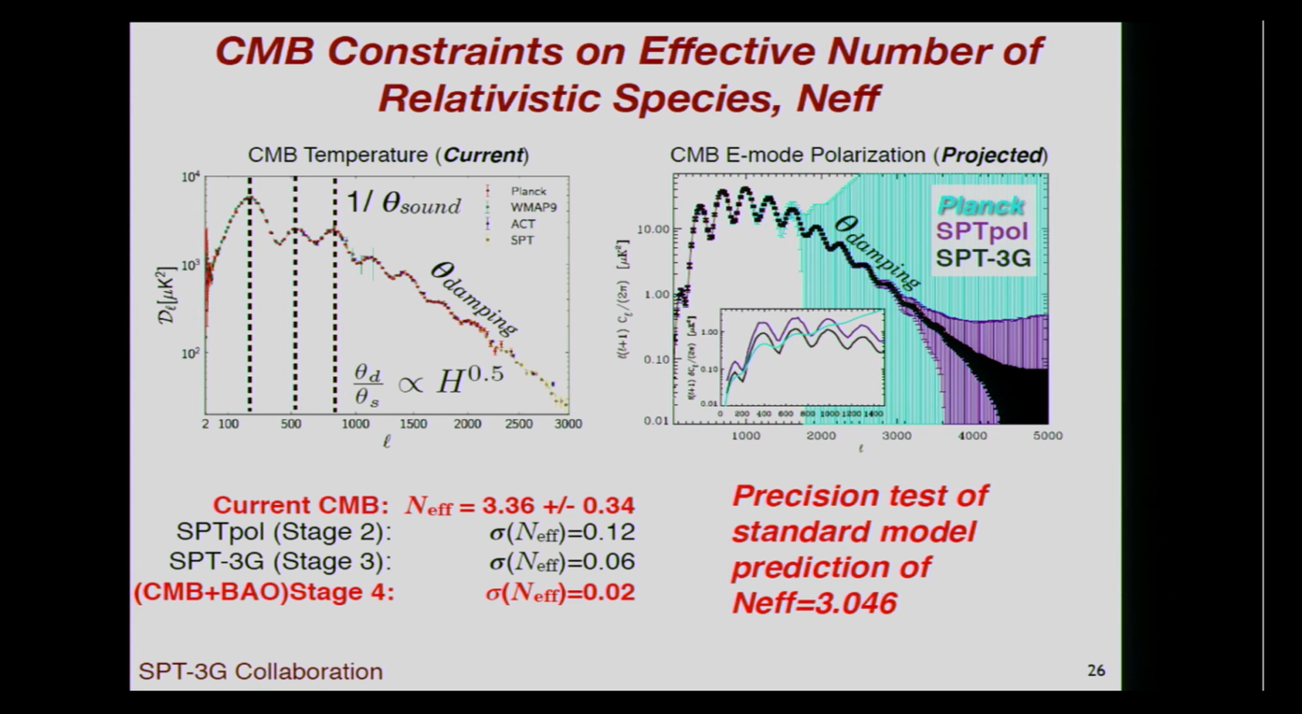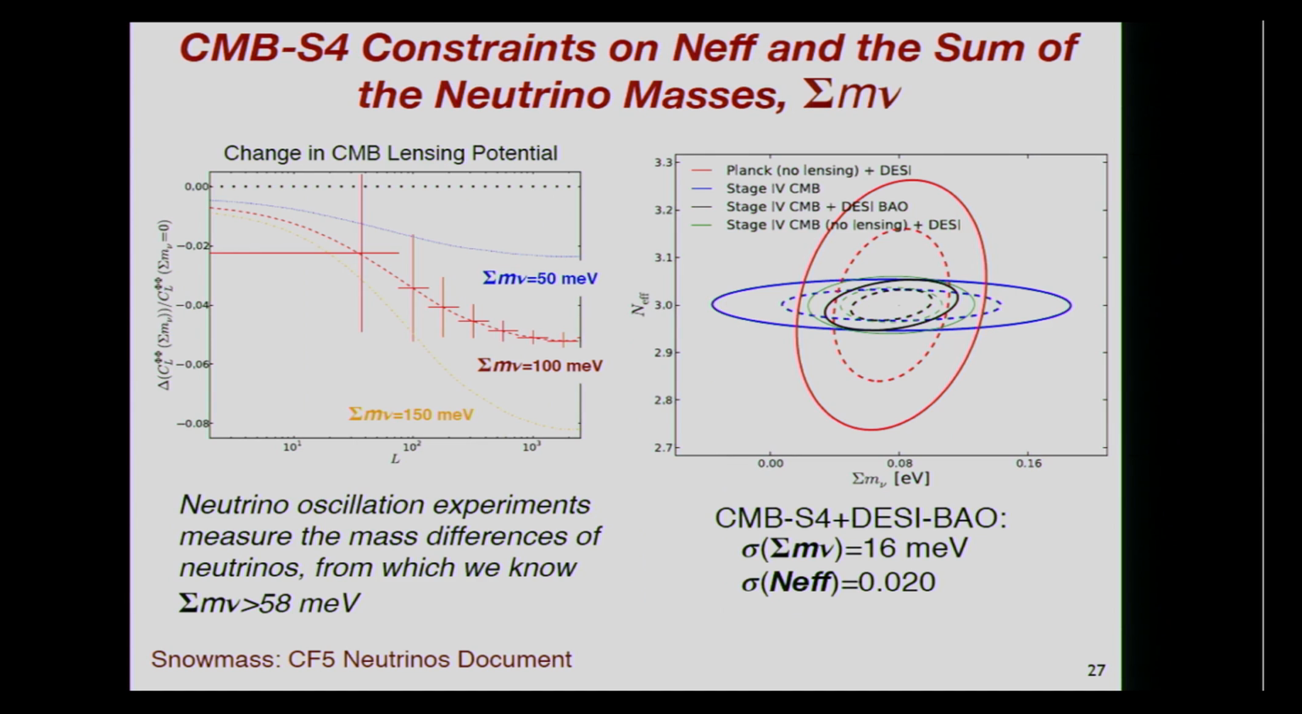I mentioned earlier that we get constraints on N_eff from the damping scale in the temperature power spectrum. You can do the same thing in the E-mode polarization power spectrum, where you're still measuring this damping scale, but you can go out to larger L, smaller angular scales, and get a larger lever arm because foreground contamination is less of an issue at high L. This extra lever arm continues to improve the constraints on N_eff from plus or minus 0.3 today, and for our CMB stage 4 mission, you get down to about 0.02. So now you can really make a precision test of the standard model prediction of N_eff equal to 3.04, which is predicted from cosmology.